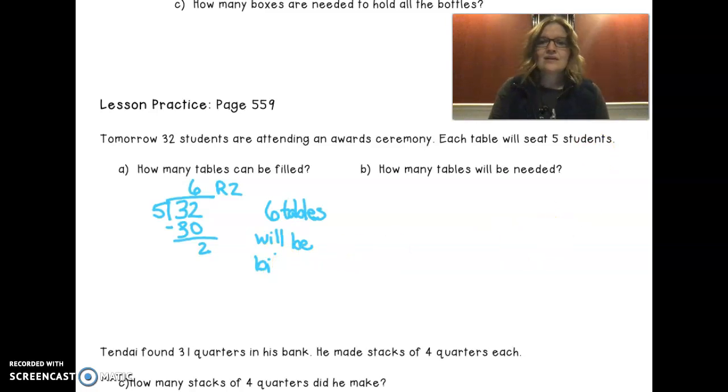Guys, let me undo that. Will be filled. I almost wrote build. Will be filled. But I can't have those 2 extra kids sitting out on the floor, can I? So I know that I'm going to have to add an additional table. It won't be full, but we'll have a total of 7 total tables.